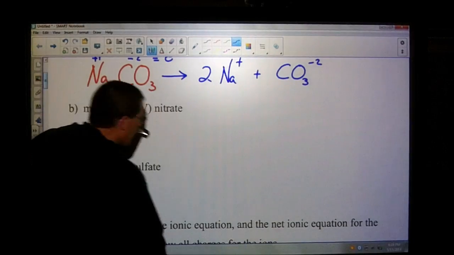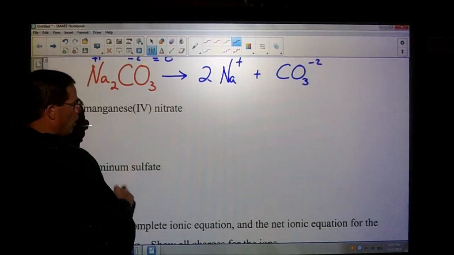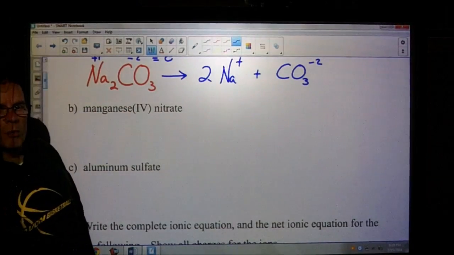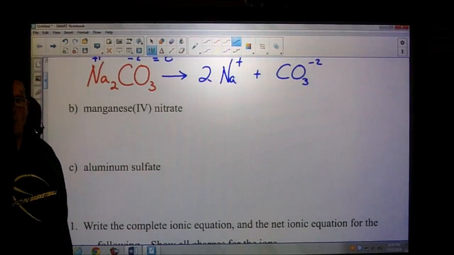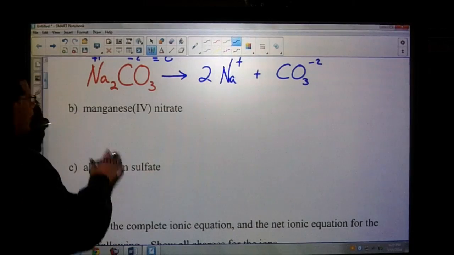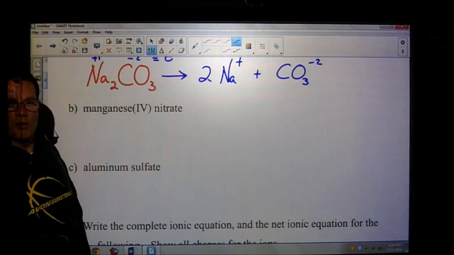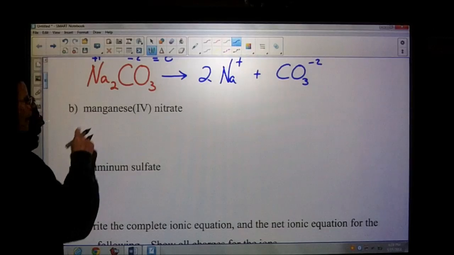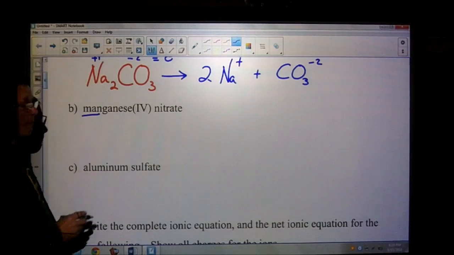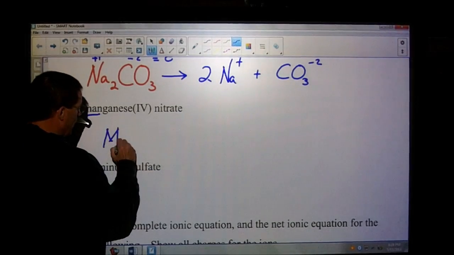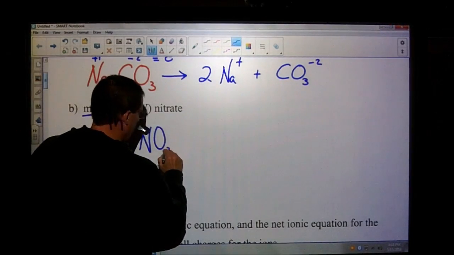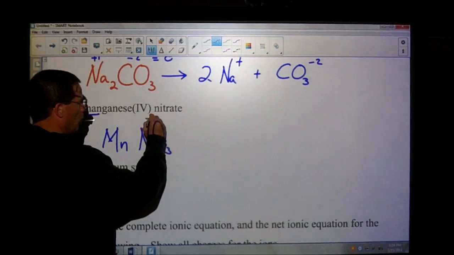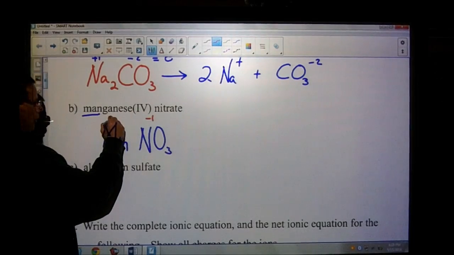Letter B, manganese IV nitrate. Make sure you still know your Roman numerals. That's not something that we want to forget, especially when you're looking at the periodic table and it has more than 1 charge. We need to know what these Roman numerals represent. So manganese, not magnesium. So Mn, and nitrate, again, NO3. So nitrate, -1 charge. Manganese in this case has a +4 charge.